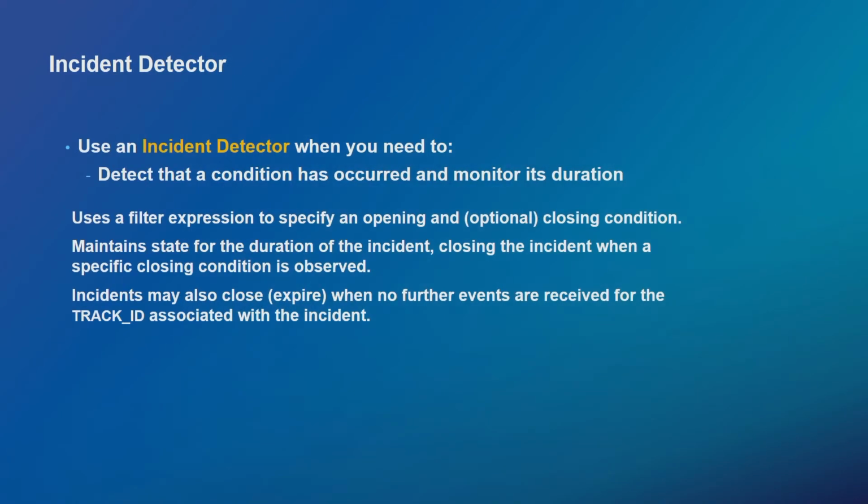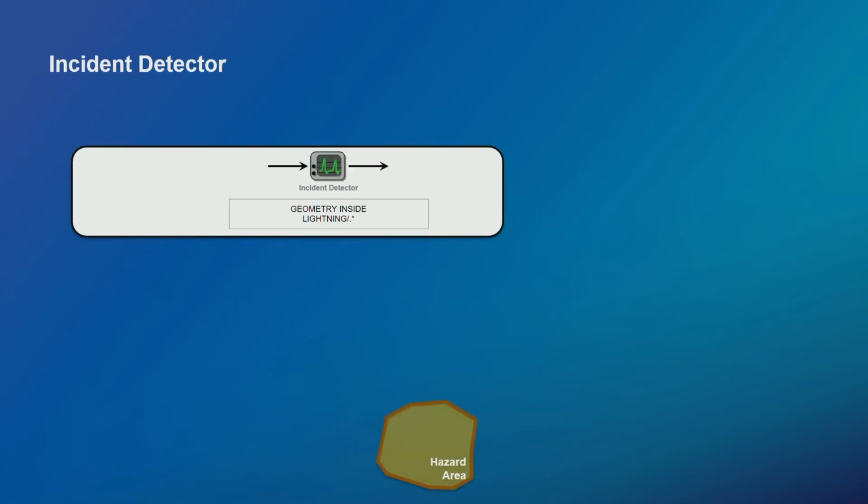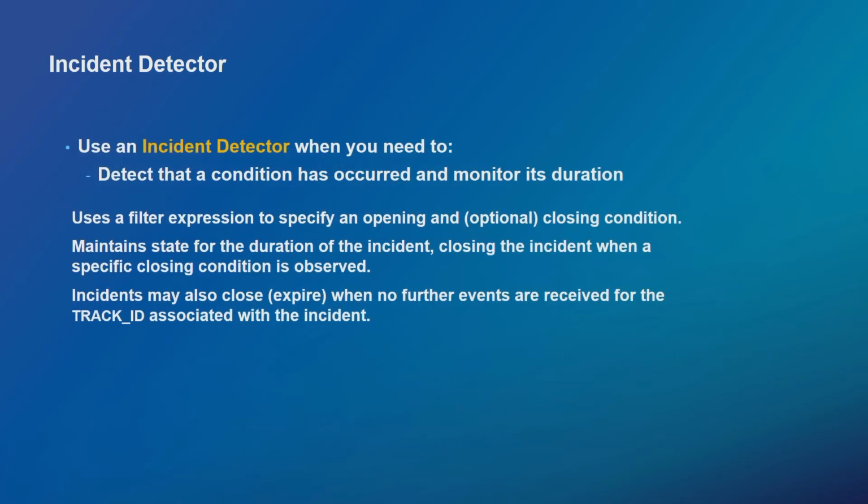So taking a look at the incident detector itself, we're looking to detect a condition that has occurred and monitor the duration of that incident. So it starts with opening conditions and optionally closing conditions. The conditions here could be the spatial operator entering, exiting, or it could be some other textual feature attribute of the item, such as speeding above 80 miles per hour or something like this. In our case, an asset was detected within that 5-mile radius of the lightning strike.